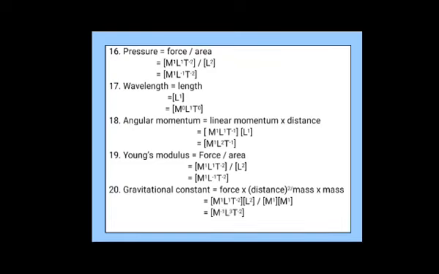Now in numerator it is M raised to 1, but in denominator it is M raised to 2. Shift it, you will get M raised to minus 1. What about L term there? Here in the numerator it is L raised to 1 and L raised to 2 means it becomes L raised to 3. T raised to minus 2.